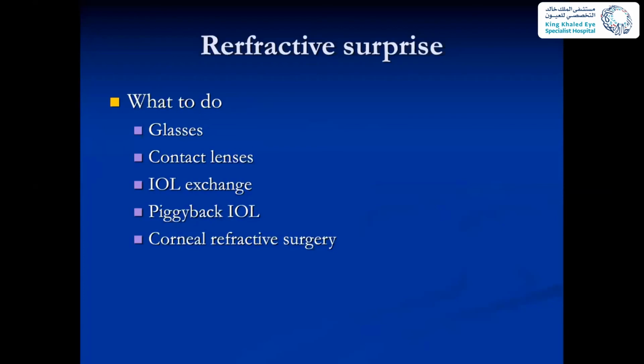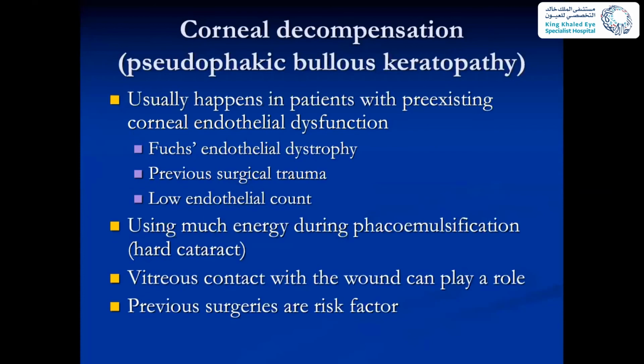You can insert the intraocular lens on top of the previous lens, or we can do corneal refractive surgery to correct the remaining refractive error or the refractive surprise that happened afterwards. Corneal decompensation usually happens in patients with pre-existing corneal epithelial dysfunction, as I told you, functional epithelial dystrophy, or previous surgical trauma. A lot of surgeries, for example, the patient underwent. So any more surgery can cause more endothelial loss and predispose to corneal decompensation.